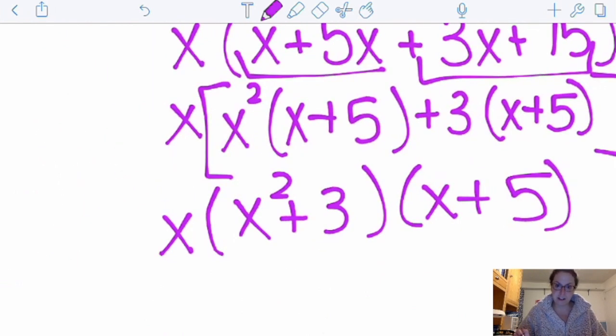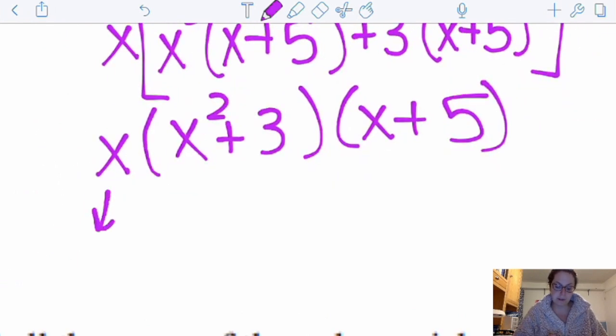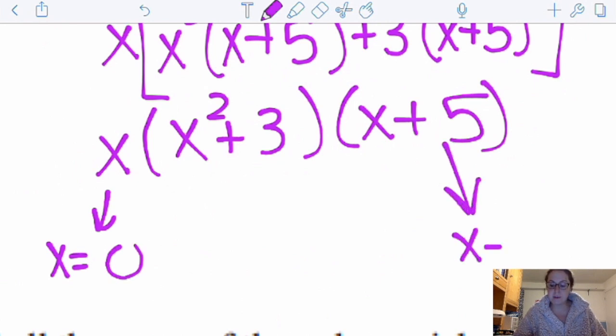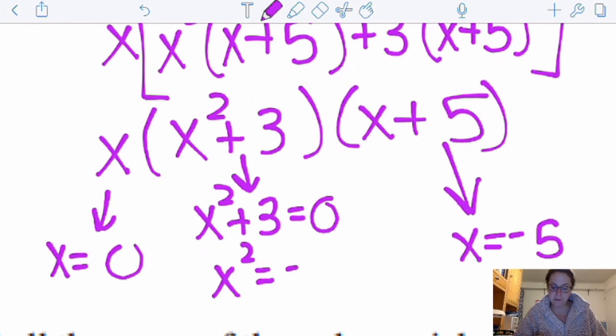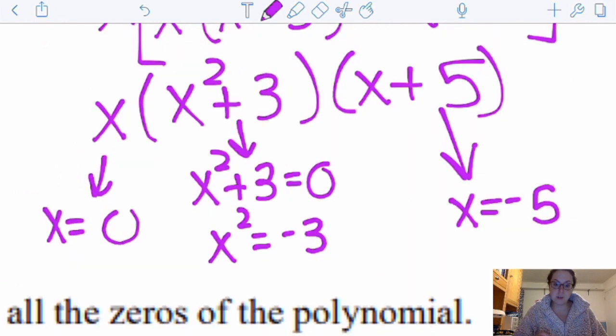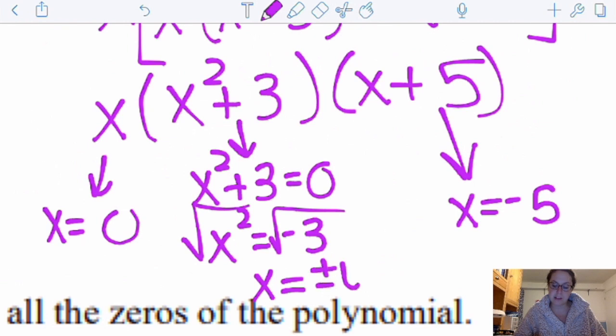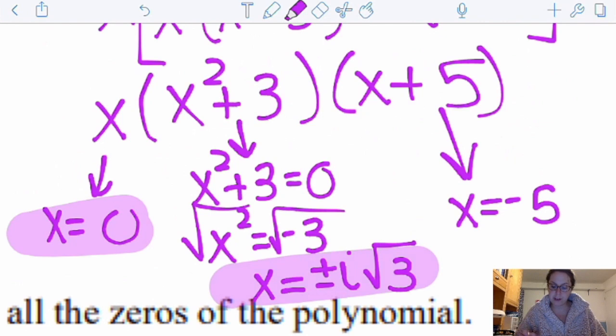So that's the factors. So let's find the zeros. So this would just be x equals 0. This one, x equals negative 5. This one's a little funny. We have to do x squared plus 3 equals 0, right? Move the 3 over and square root both sides. So this is x equals plus or minus i radical 3. So you have 1, 2, 3, 4 different zeros.